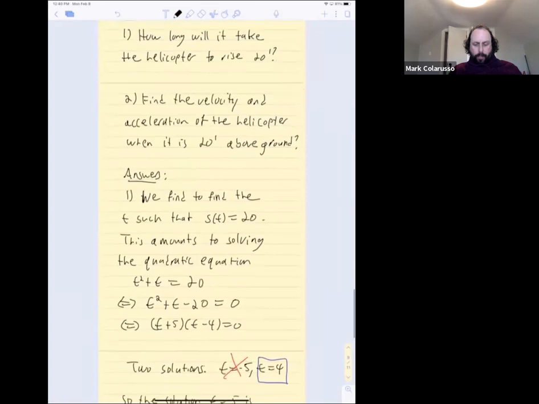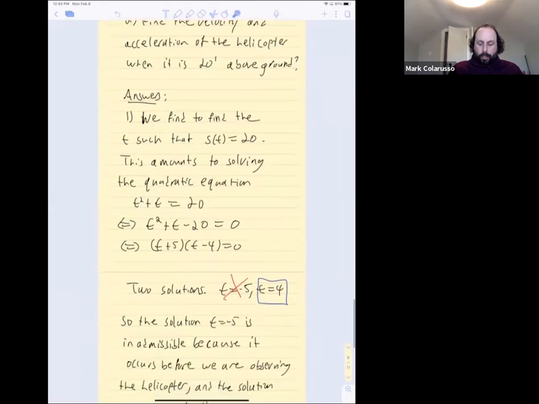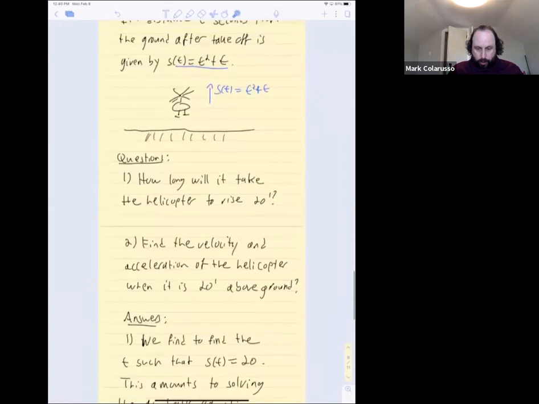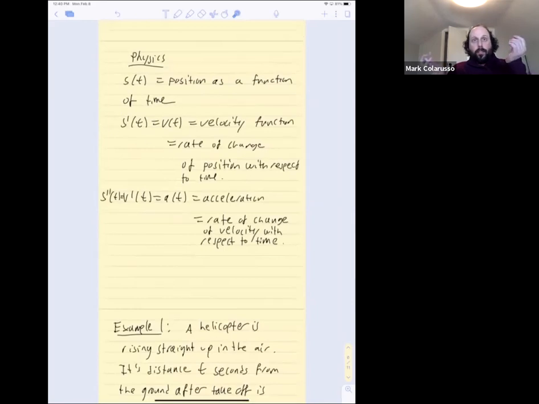Okay, and so now, what's the next thing we want to do? We want to find the velocity and acceleration of the helicopter when it is 20 feet above the ground. So in terms of our language of derivatives, if we want to find the velocity when it's 20 feet above the ground, we want to find v of 20 or s prime of 20. And if we want to find the acceleration when it's 20 feet from the ground, we want to find the derivative of velocity at 20, or equivalently, the second derivative of position at 20.